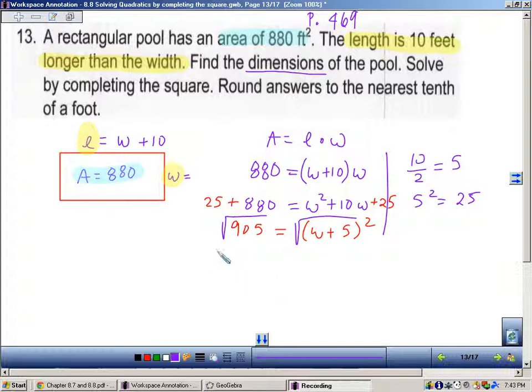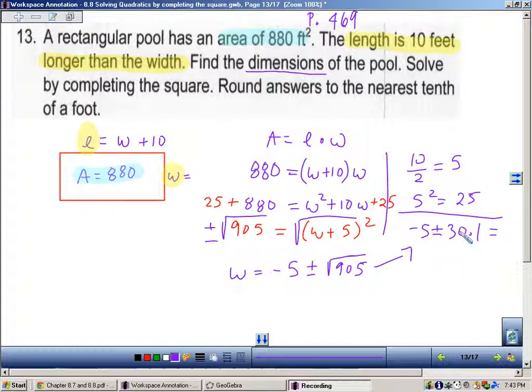And so W equals, now I'm going to subtract 5 from each side too, negative 5 plus or minus the square root of 905. Now the square root of 905 is about 30.1 because I'm rounding up. And this gives us negative 5 plus or minus 30.1, which is equal to 25.1. Ooh, let's see. Let me double check on that.